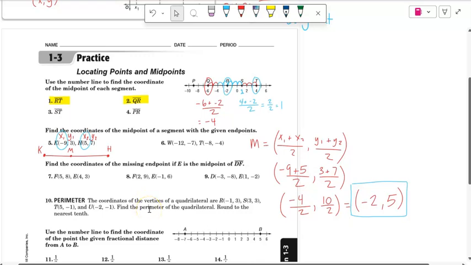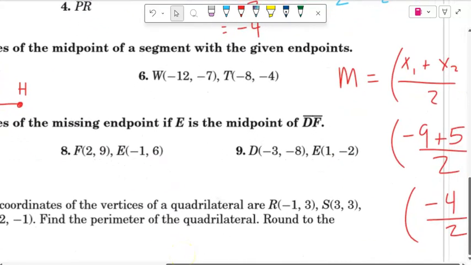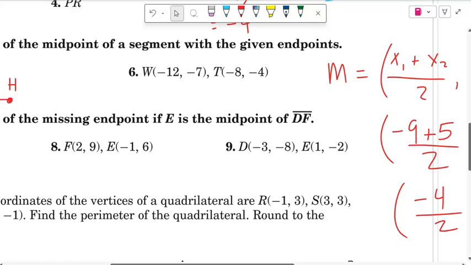So we got 3 problem types today. We've got the number line, problem type number 1, midpoint formula given 2 endpoints, second problem type, and then the third problem type you're going to get today is you get the midpoint and now you're missing an endpoint. So you've got to kind of work backwards to find the missing endpoint. So let's go ahead and draw this picture.